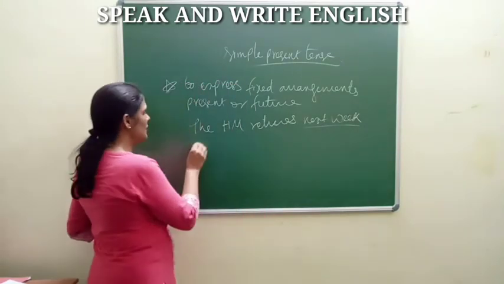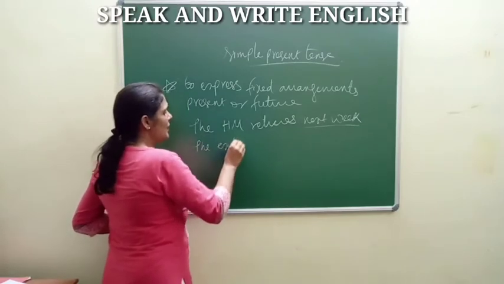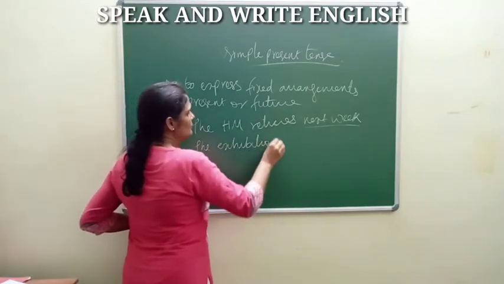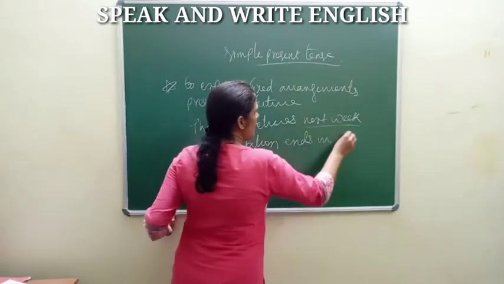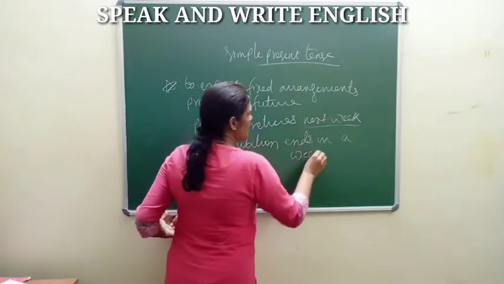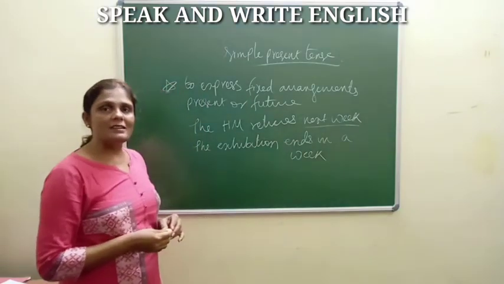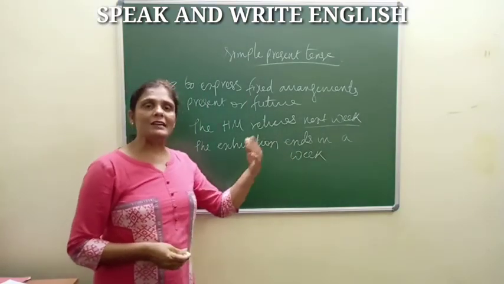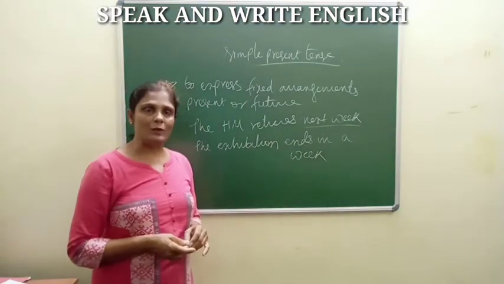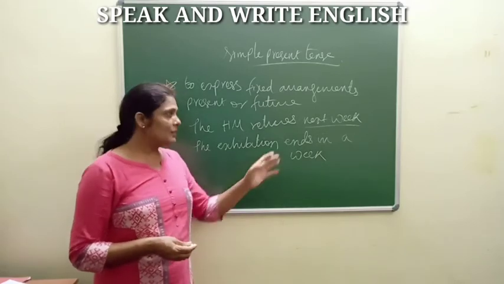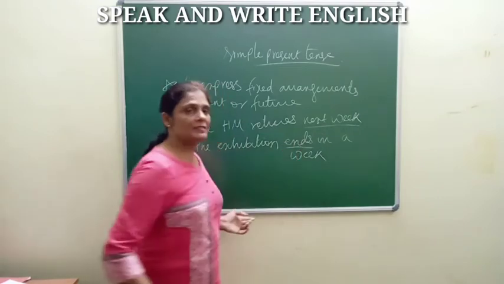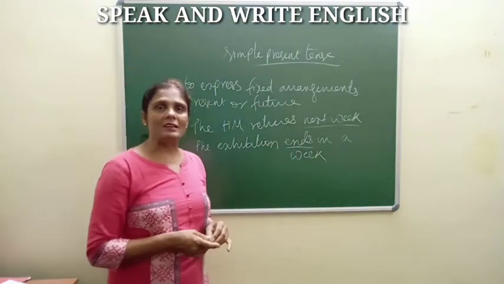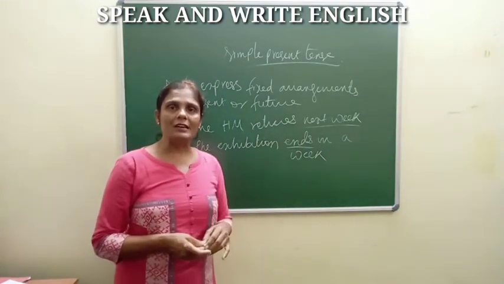One more example. The exhibition ends in a week. So again, the date of an exhibition ending in 1 week is already scheduled. Even though it is there in the future, we make use of it in the present because the date when the exhibition will end is already planned.